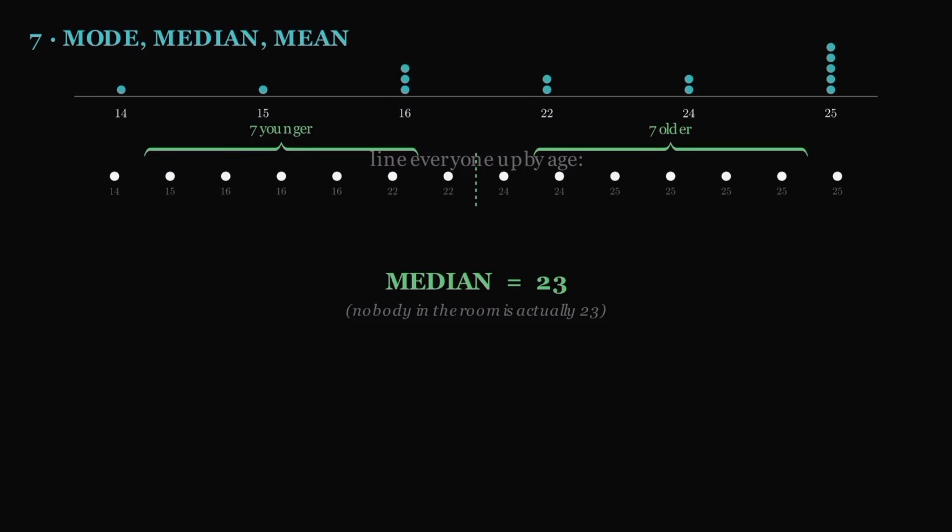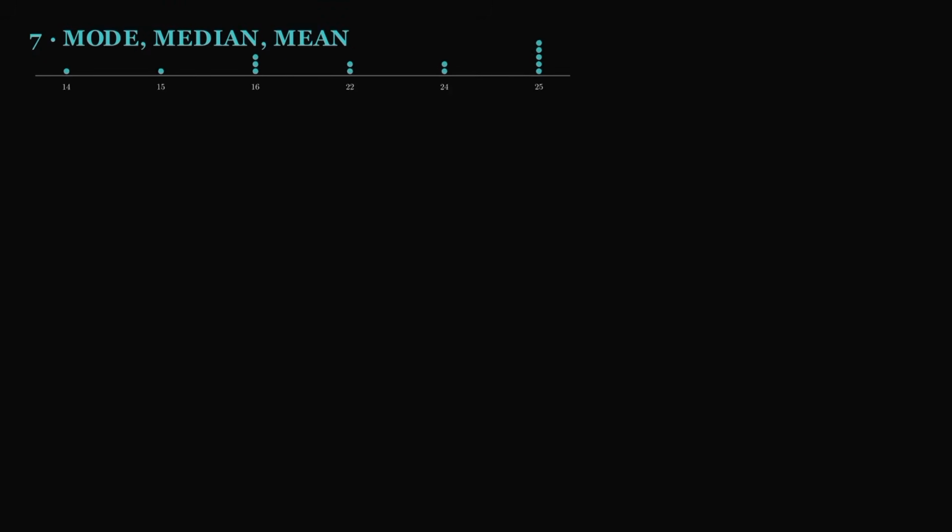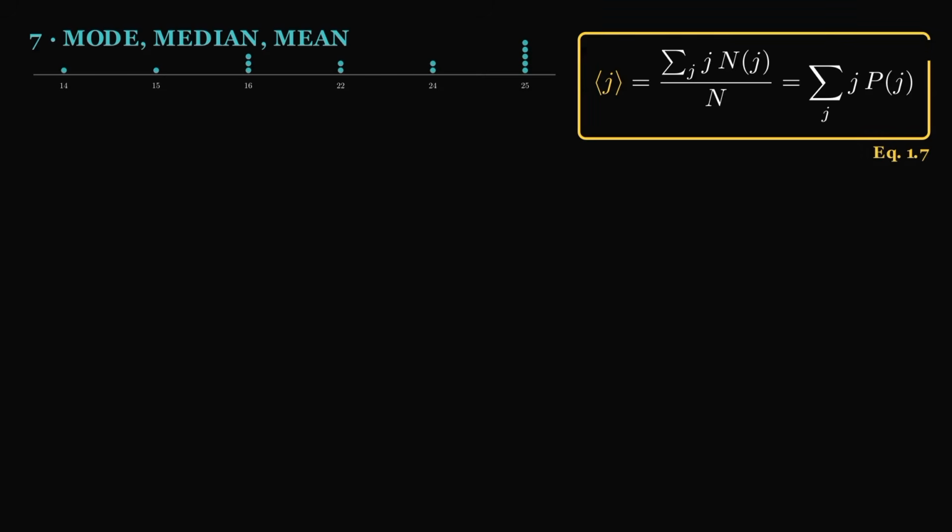The third and the most important, the mean. Add up every age weighted by how many people have it. 14 plus 15 plus 3 times 16 plus 2 times 22 plus 2 times 24 plus 5 times 25. Divide by 14 and you get 294 over 14, which is 21. The average of j equals the sum of j times N(j) over N, or equivalently the sum of j times P(j), and again nobody in the room is 21 either.